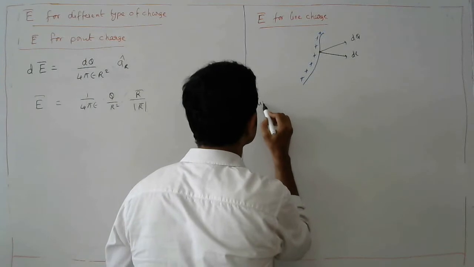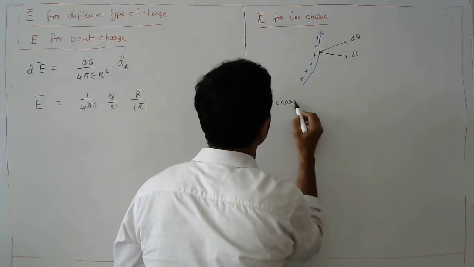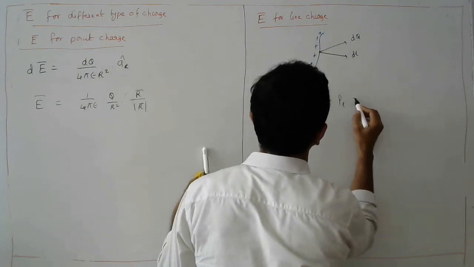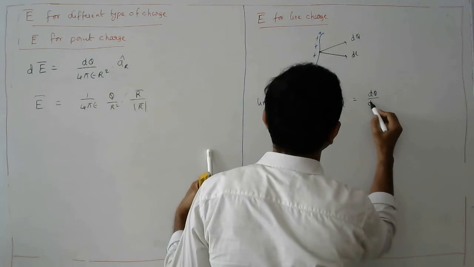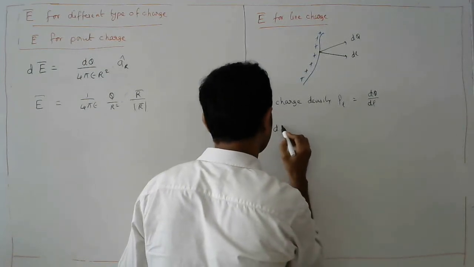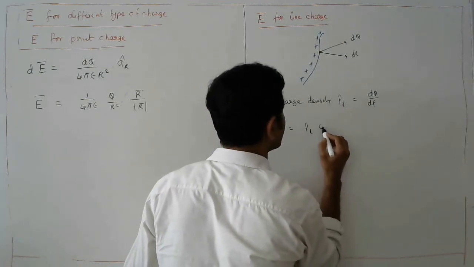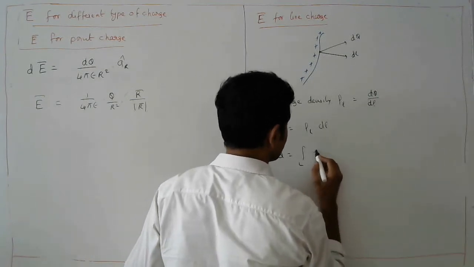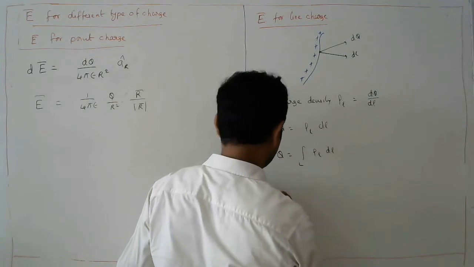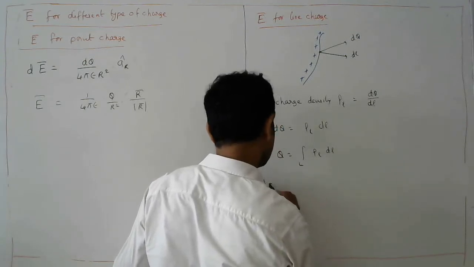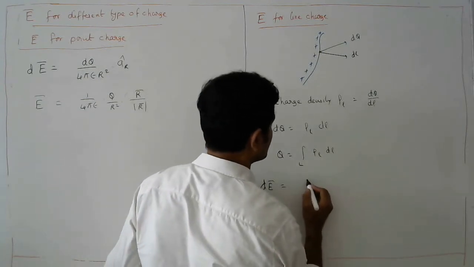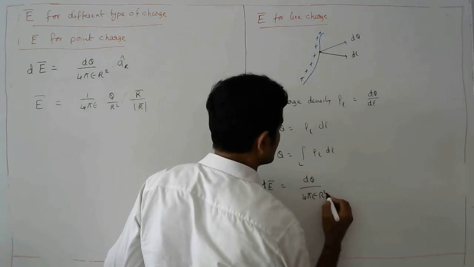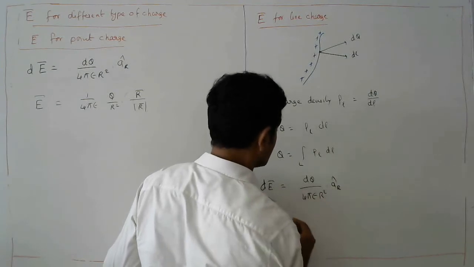So we study only line charge density. Line charge density rho L is equal to dq by dl. So we can write dq is equal to rho L into dl. So q is equal to the line integration of rho L into dl. So I need a differential electric field intensity. dE bar is equal to what, from the definition? dq by 4 pi epsilon r square into ar cap.